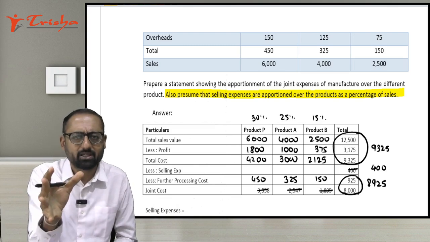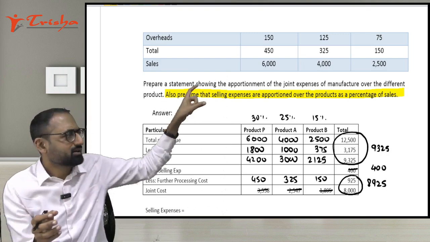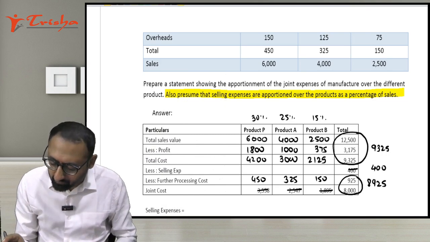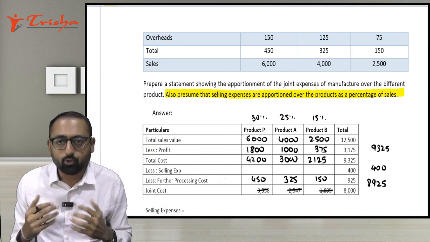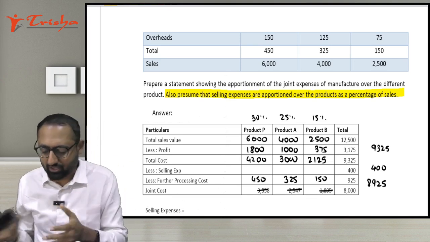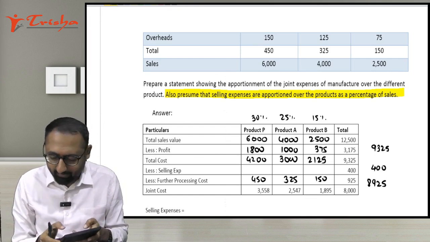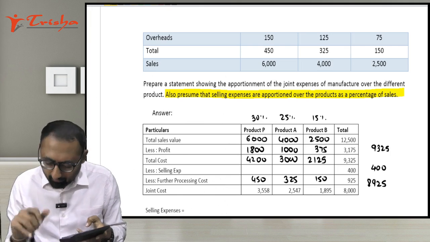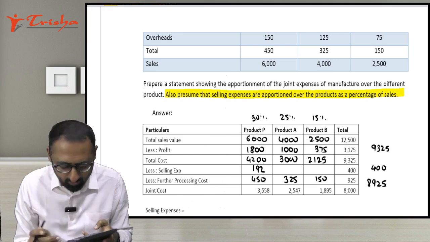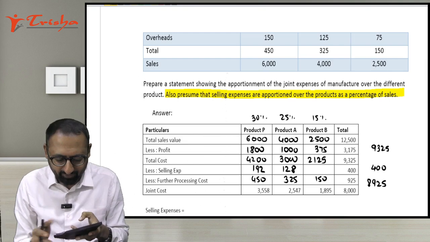In the absence of a method given, apportion that 400 in the ratio of sales value, sorry, not quantity. In this question, it is given, so no problem at all. I hope this point is clear, how to work out the hidden selling and distribution expenses. Now 400 will be allocated in the ratio of sales value. So 400 divided by 12,500 multiplied by 6,000 comes to 192. If you multiply by 4,000, it will be 128. If you multiply by 2,500, it will be 80.